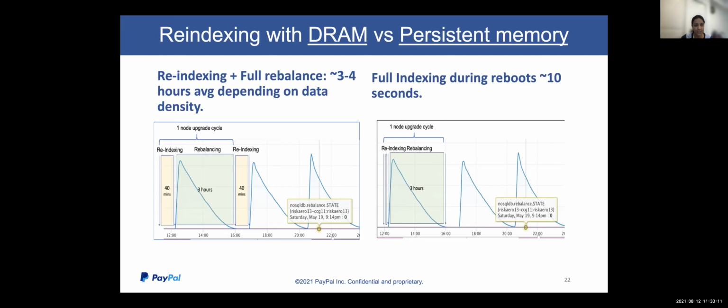So in a distributed system, whenever a node goes out, the data in that node has to be distributed across all other nodes that exist in the cluster. So basically, the data has to be replicated, and that process is called rebalancing. And that process is taking 3 hours here, and the reindexing is taking 40 minutes. So this is for one node. Each spike in this graph represents one node.